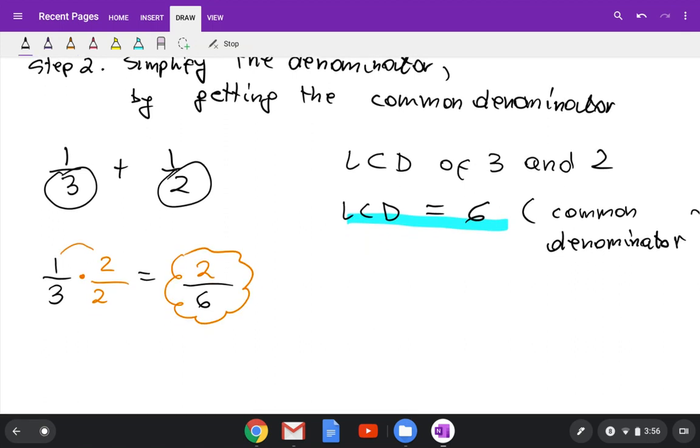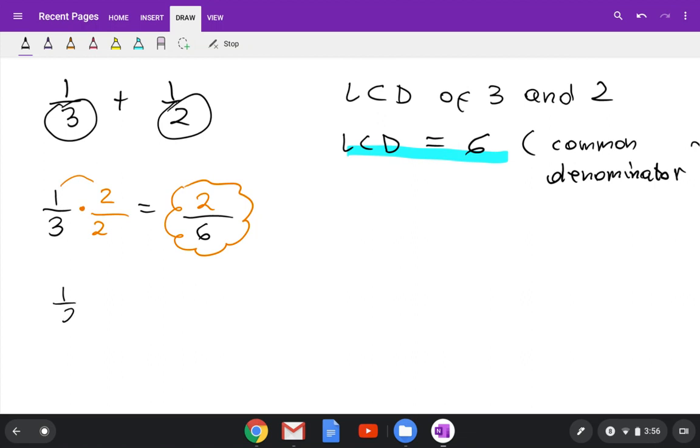And 1 half, you're building an equivalent fraction which has a denominator equal to 6. So 1 half will have to be multiplied top and bottom by 3 because we want to get 6 in our new denominator. And we'll multiply 1 times 3, we're getting 3.